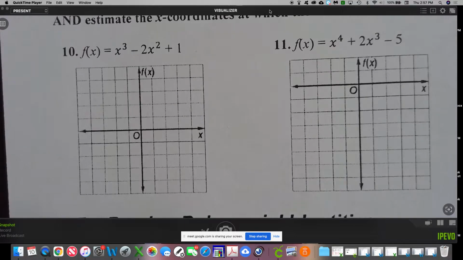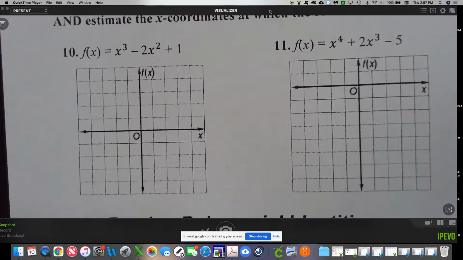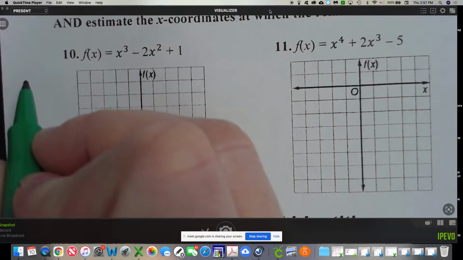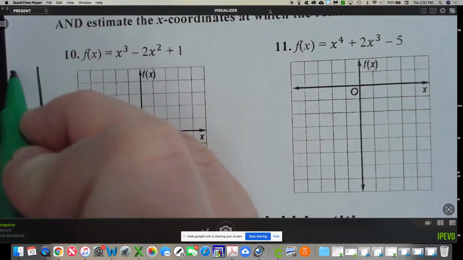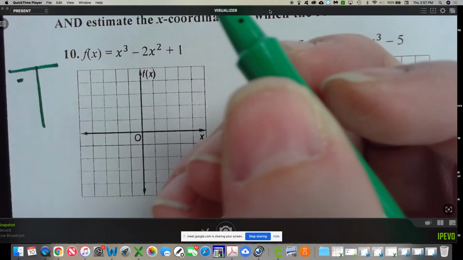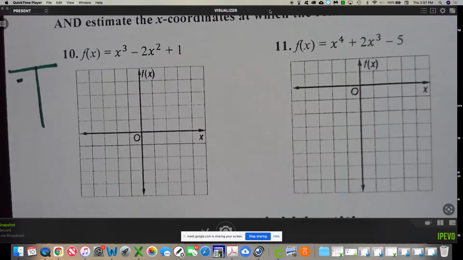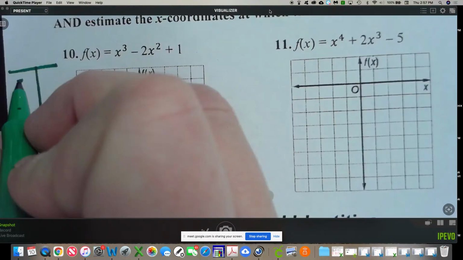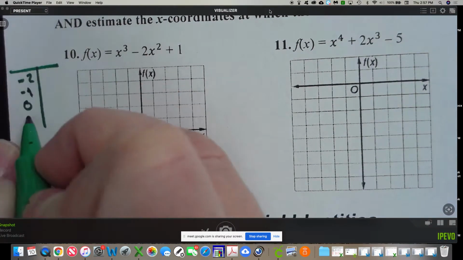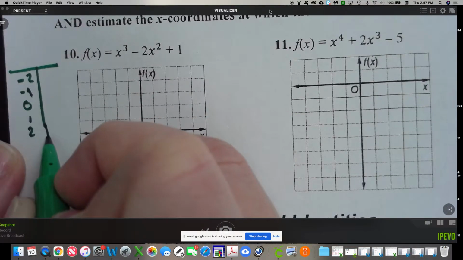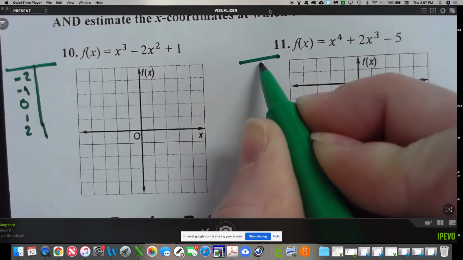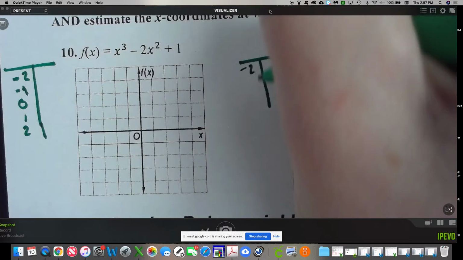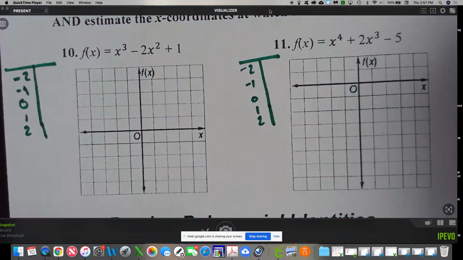Number 10. Let's start with number 10. What numbers do you want to plug in? During 5th period, we went -2 to 2 and we got the graph to look the way it's supposed to. So let's go ahead and do -2 to 2: -2, -1, 0, 1, 2. Let's do that for all 3 of them. I'm going to make my graphs kind of tiny over here. -2, -1, 0, 1, 2. Then I'm going to do the same thing for 12: -2, -1, 0, 1, 2. We'll do all of them together if you want. That's fine.